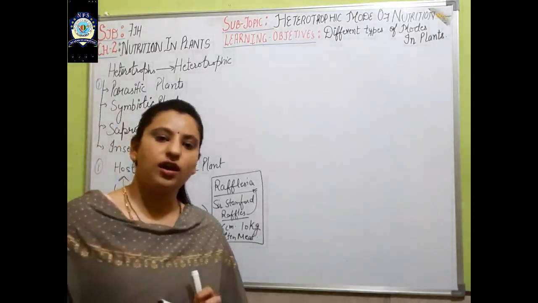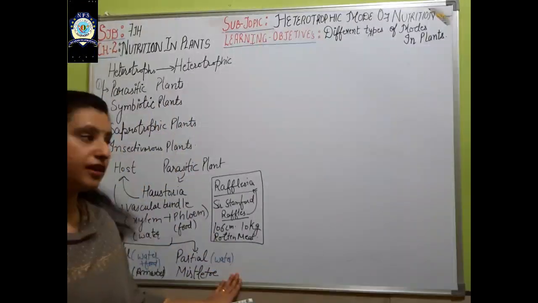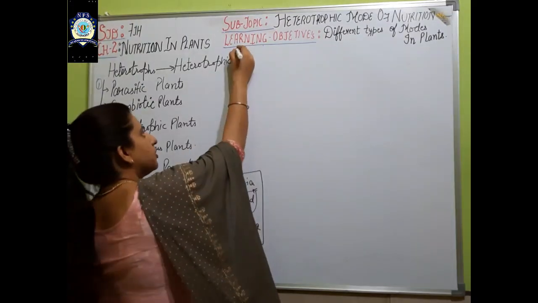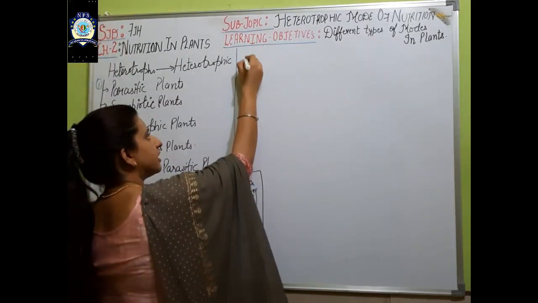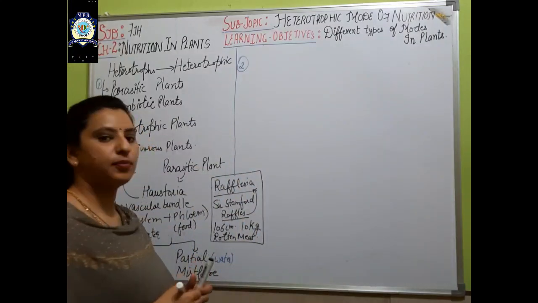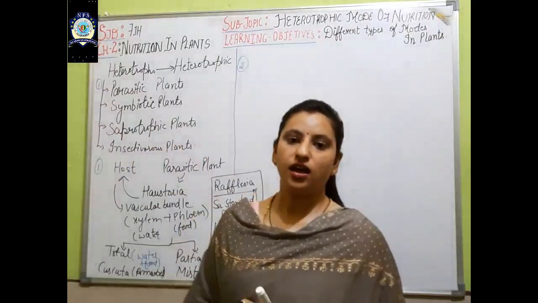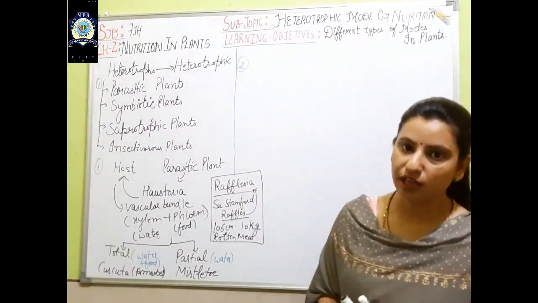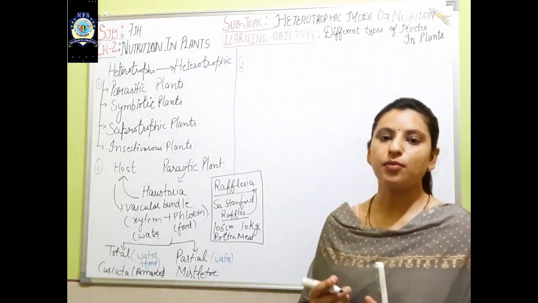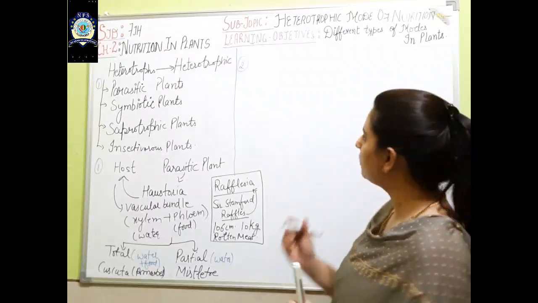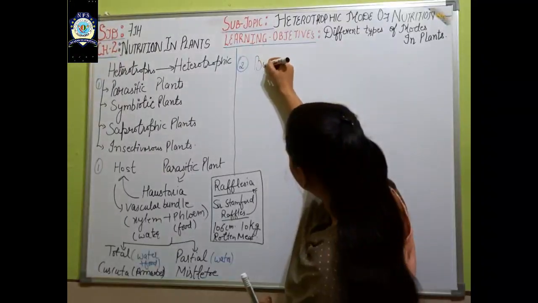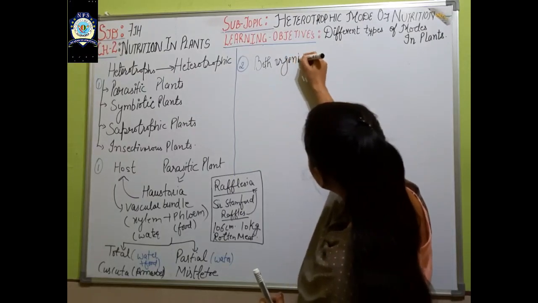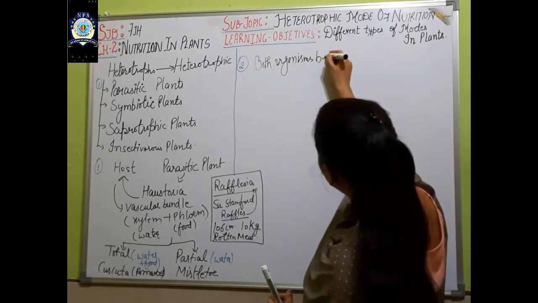Okay, so this is all about the parasitic plants, and now we will move towards the symbiotic plants. Second category, symbiotic plants. Symbiotic plants are those in which the two organisms live with each other in a friendly behavior, in a mutual relationship, and both benefit each other.